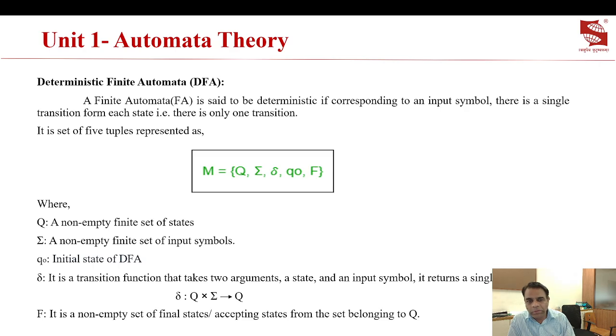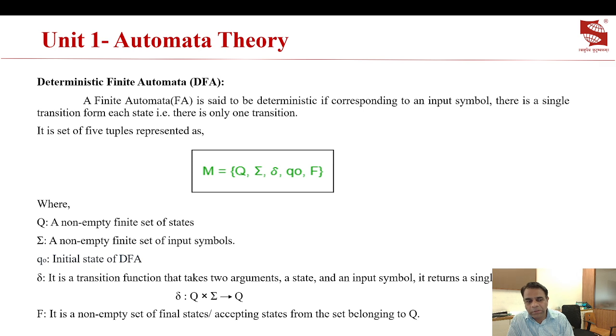Right? So Q naught will be the initial state. So what is the major part of this definition? Delta will be the transition function. So how can you define the deterministic finite automata? Through the transition functions, we can represent the deterministic finite automata.